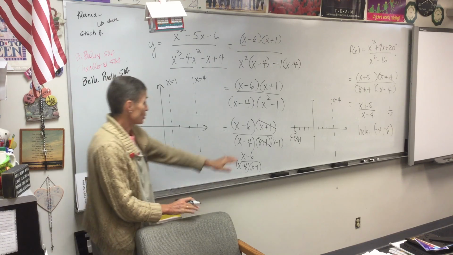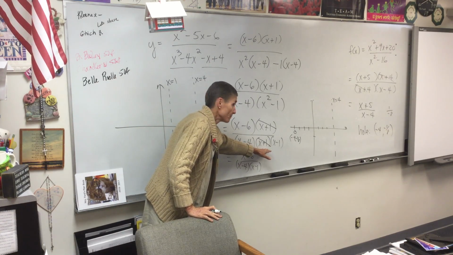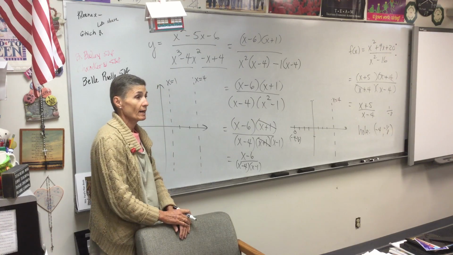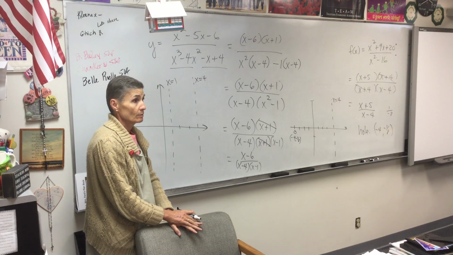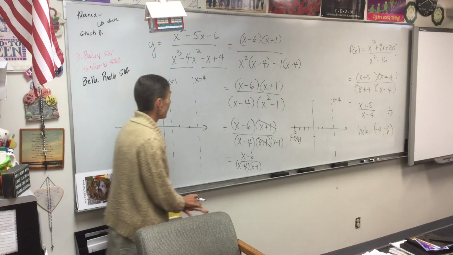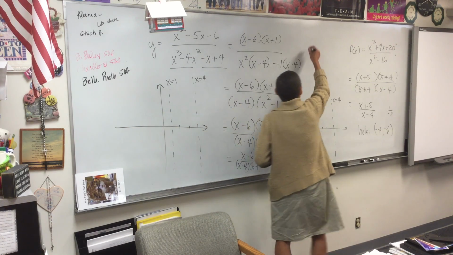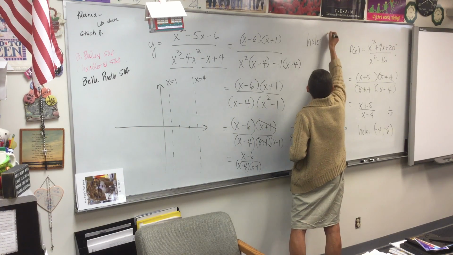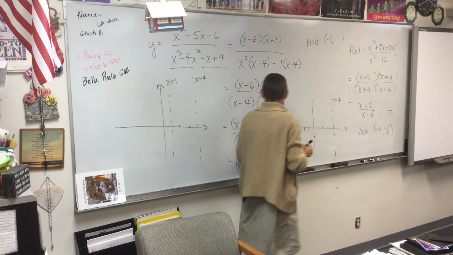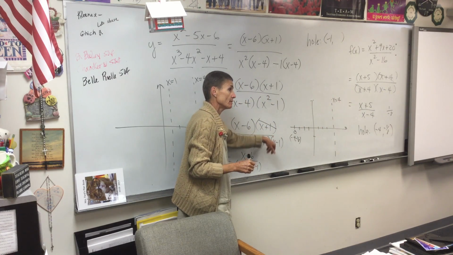Do I draw an asymptote where x is negative 1? No. What's going to happen where x is negative 1? We're going to have a hole. That canceled out. So where is that hole going to be? Well, it's where x is -1, because that's what canceled.